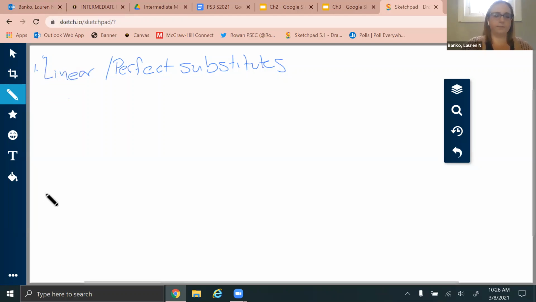So here, an example for us might look like utility is equal to ax1 plus bx2.